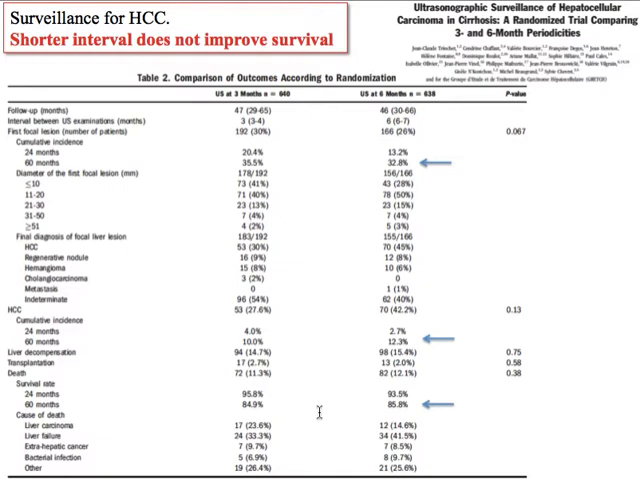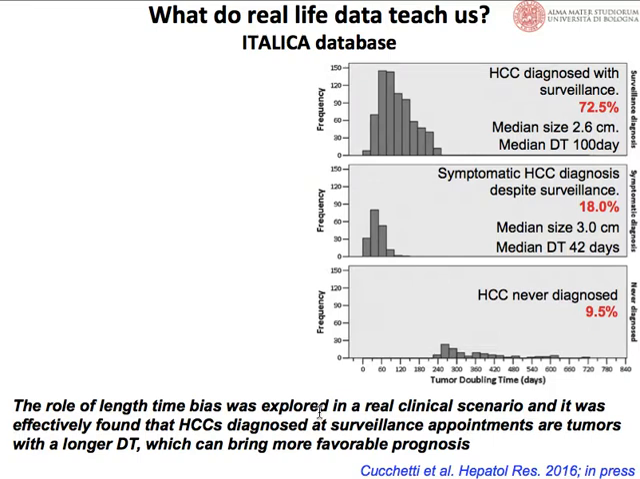And most of the patients on short time interval were detected with tiny lesions which ultimately did not achieve any diagnosis of cancer. Therefore, the shorter interval was not cost effective, and this denies the risk of a length time bias occurring in the surveillance of hepatocellular carcinoma. With this in mind, we go to real-life data.